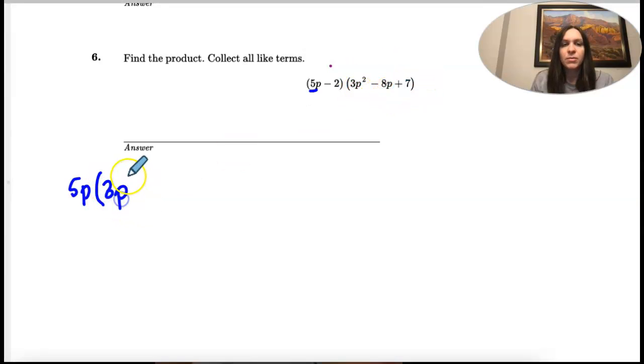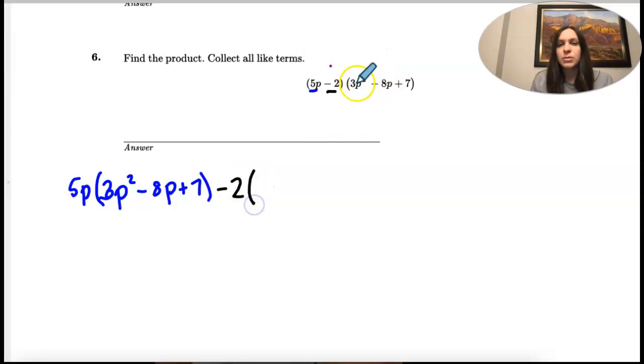So 3p squared, that's a 3, minus 8p plus 7. And then I'm going to take my second term here, minus 2, and multiply it again by this whole trinomial. So now it's set up, now it's just a lot of multiplying.